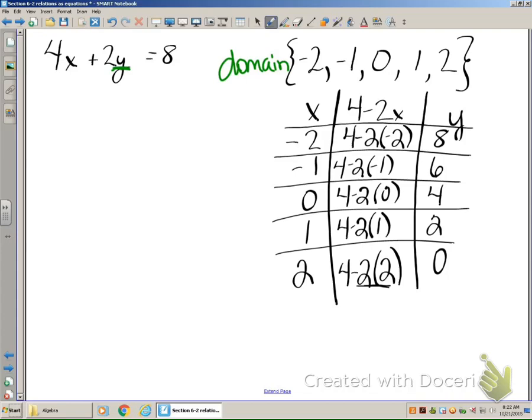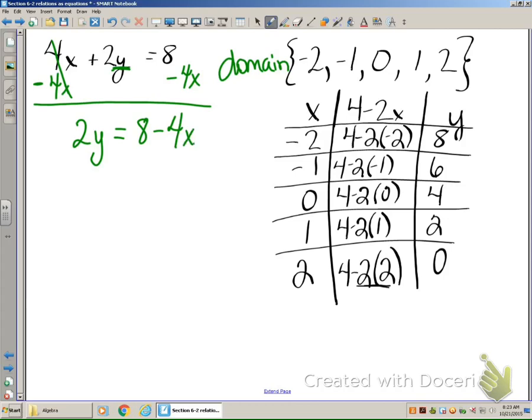I want to get rid of this 4x. I want to move it to the other side of my equal sign. So if I have a positive 4x, in order to get rid of it, I'm going to subtract 4x. Whatever I do on one side of the equation, we know I have to do to the other. 8 and 4x are not like terms, so I can't do anything with that. But I have 2y equals 8 minus 4x. Remember, I said I wanted y all by itself. That means I've got to get rid of this 2 that's being multiplied by y. The inverse operation would be to divide by 2.